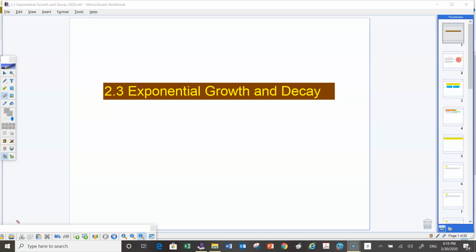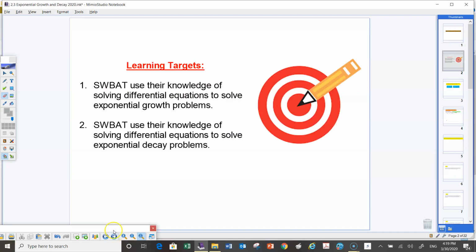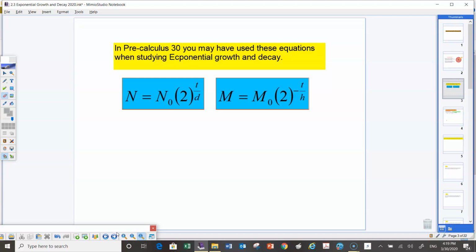In section 2.3, we look at the application of differential equations, and that being exponential growth and decay problems. In Pre-Calc 30, you may have used these equations when studying exponential growth and decay in Chapter 8. Notice in this first equation, we're talking about exponential growth, and how do we know that?